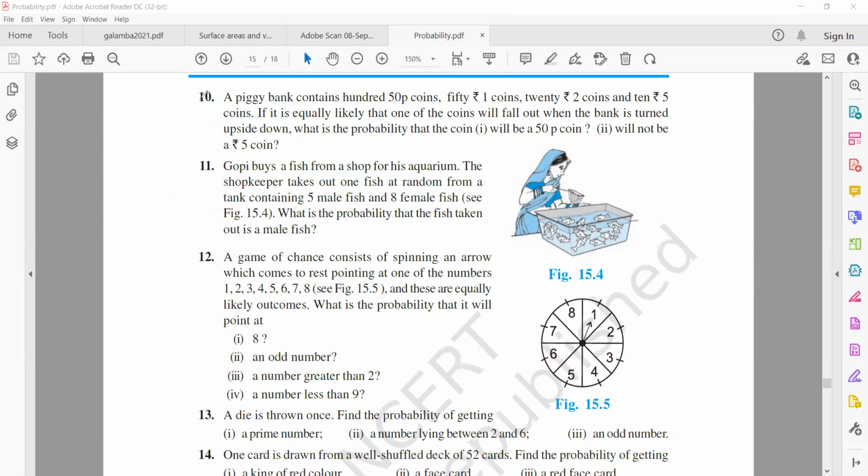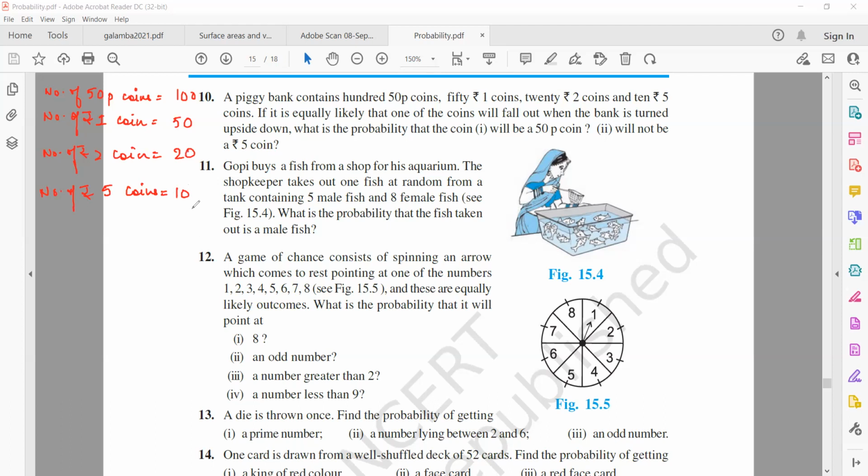Question number 10. A piggy bank contains 50 paisa coins and so on. So you note it down. Number of 50 paisa coins: 100. Number of rupee 1 coins: 50. Number of rupee 2 coins: 20, right? And number of rupee 5 coins is 10. If it is equally likely that one of the coins will fall out when the bank is turned upside down, what is the probability that the coin will be a 50 paisa coin, right?